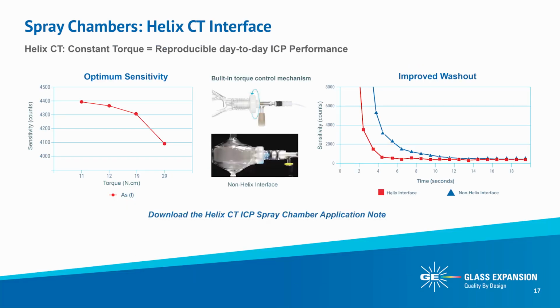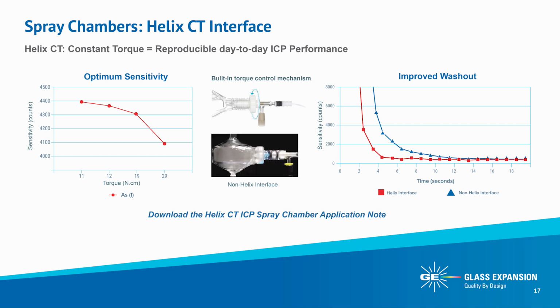Consistent performance in ICP analysis of battery samples relies on the nebulizer spray chamber interface. Sensitivity can be affected by the depth of the nebulizer and the torque on its seal. The left image shows that increasing the torque can decrease sensitivity by 5%. The latest Helix CT locking screw features a torque control mechanism ensuring consistent sealing of the PTFE ferrule against the nebulizer. It is the only zero dead volume interface, which reduces washout time for concentrated samples and minimizes carryover.